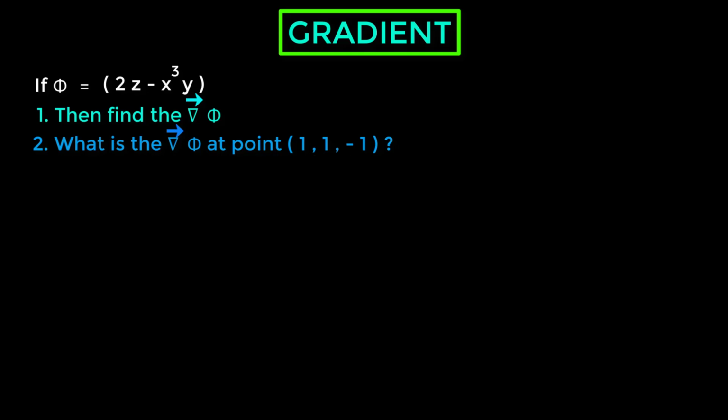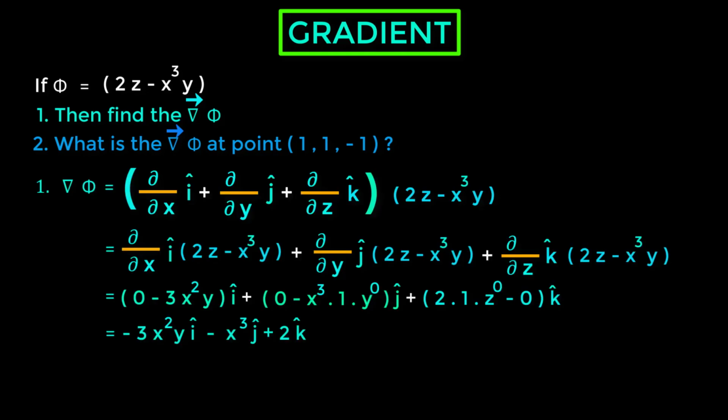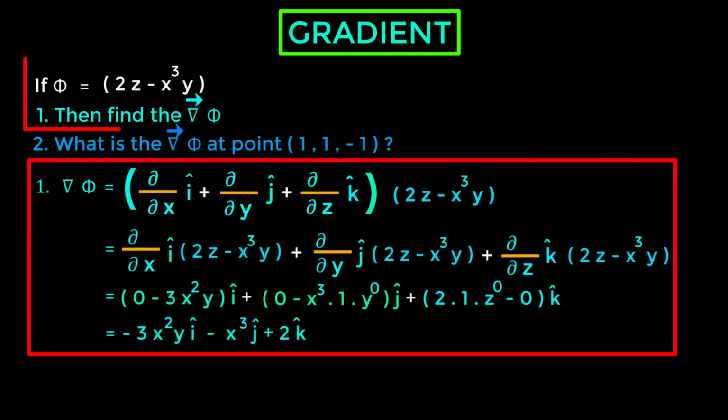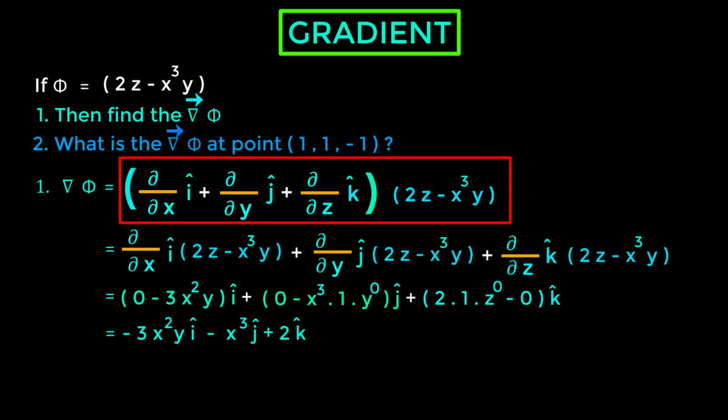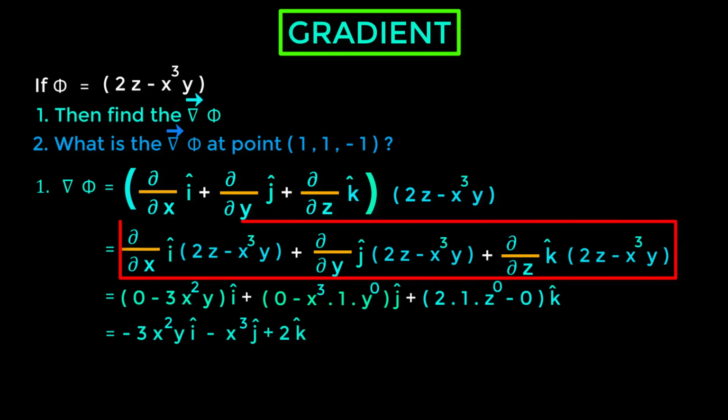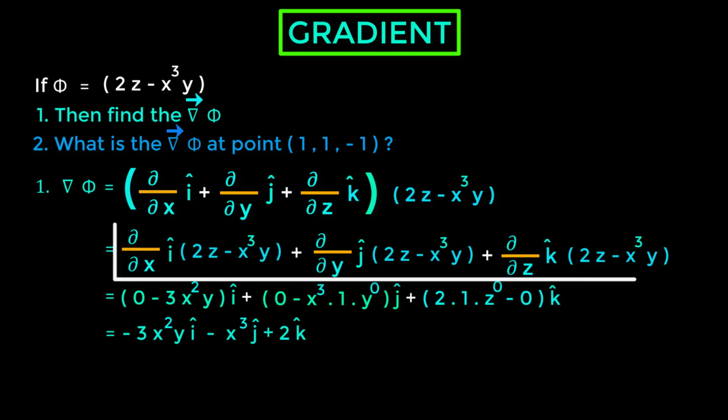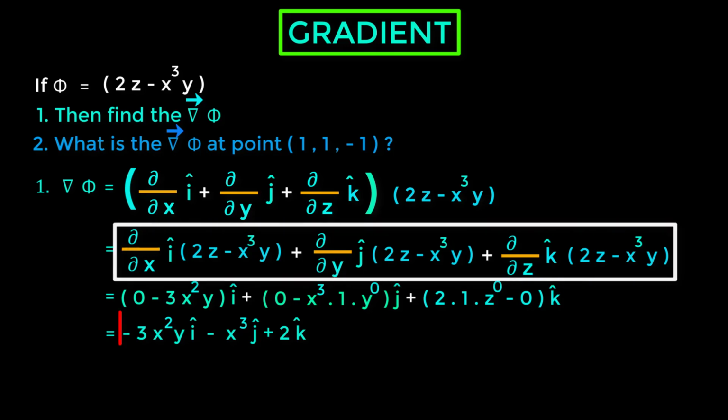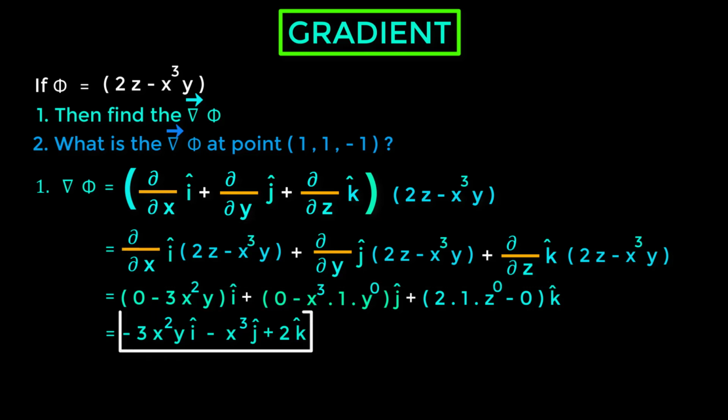We have already learned how to calculate the gradient from a given scalar field. So I have written the answer of this first question here directly. I did simple multiplication here and got this differentiation format. By using the power rule here, I got this answer. This is the gradient of this scalar field.